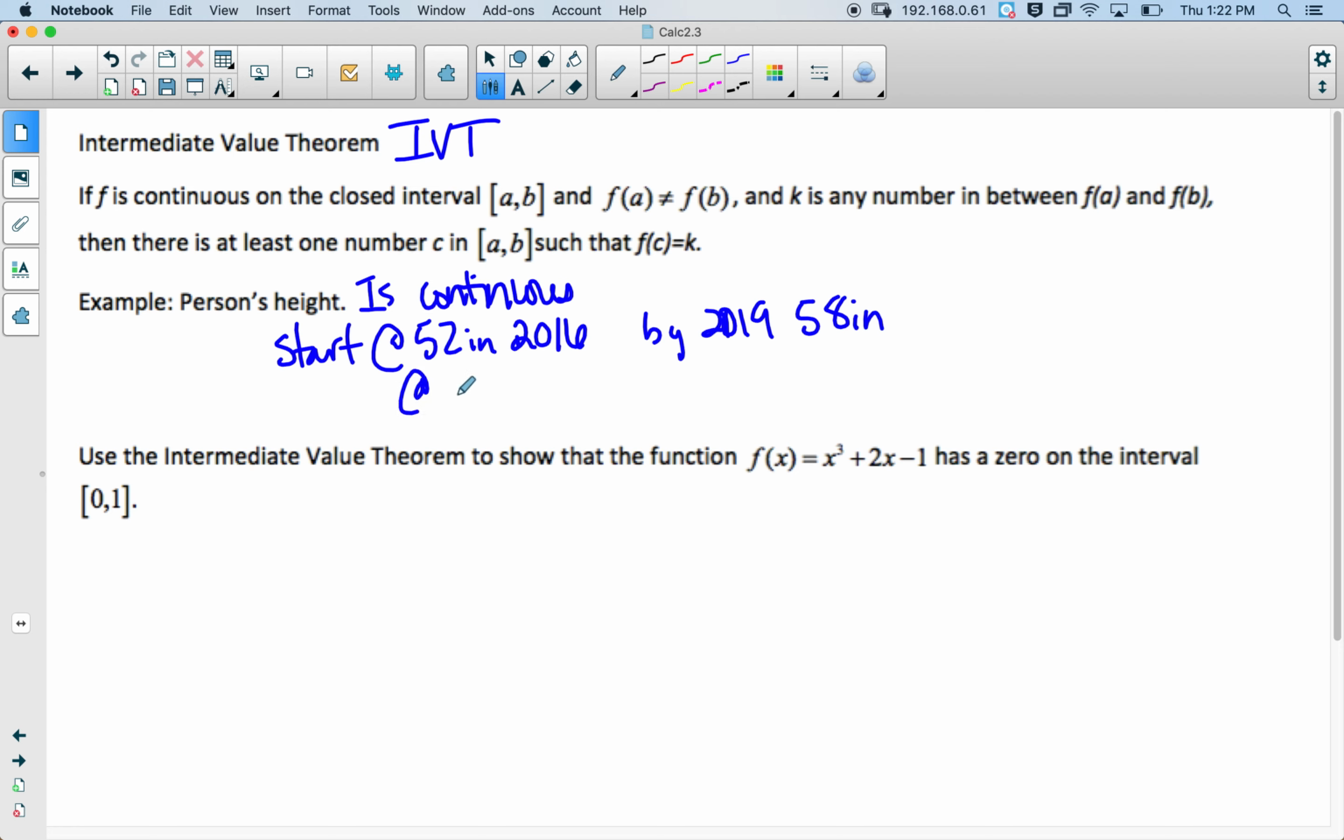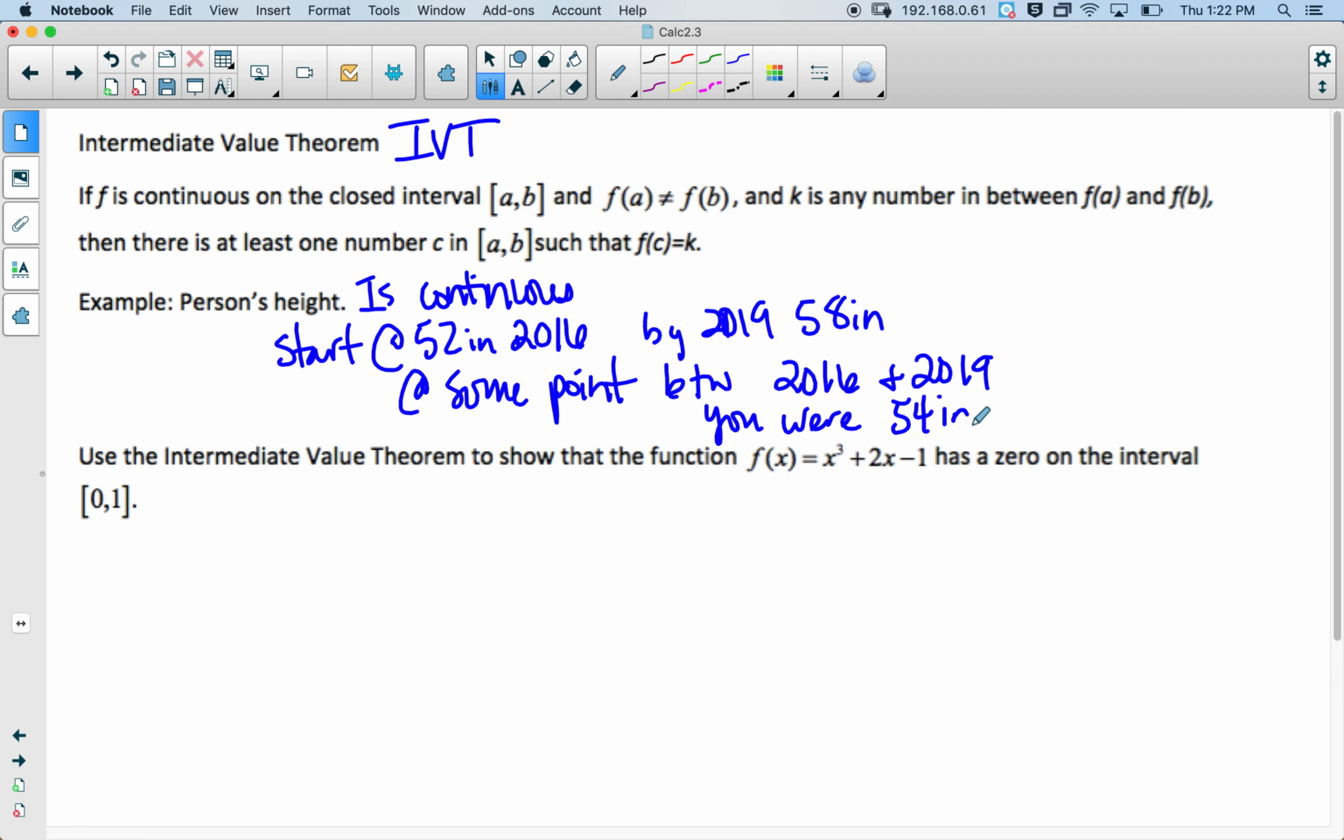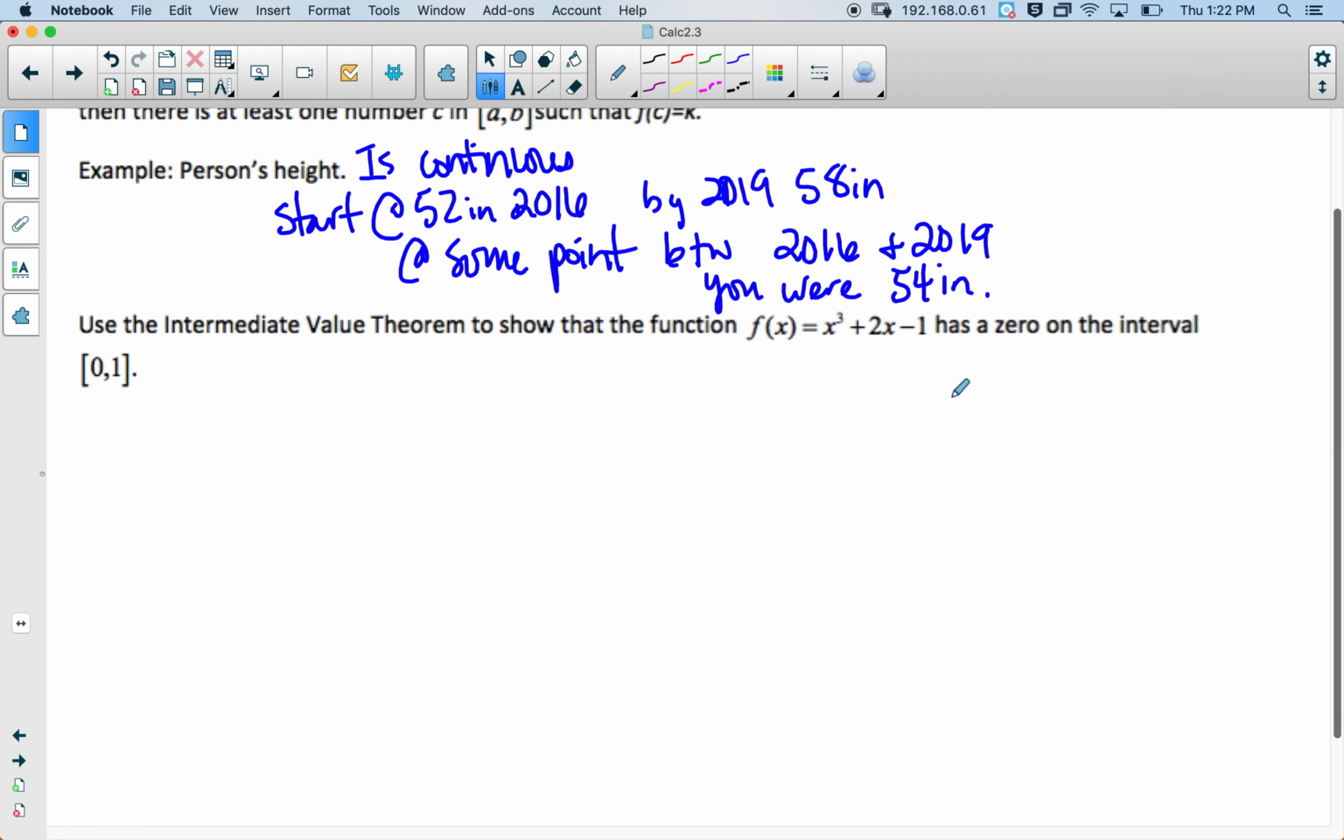So at some point between 2016 and 2019, you were 54 inches tall. Okay? So let's use this in a more abstract way. We're going to use the intermediate value theorem to show that the function has a 0 on the interval 0 to 1. And a 0 means the function equals 0.